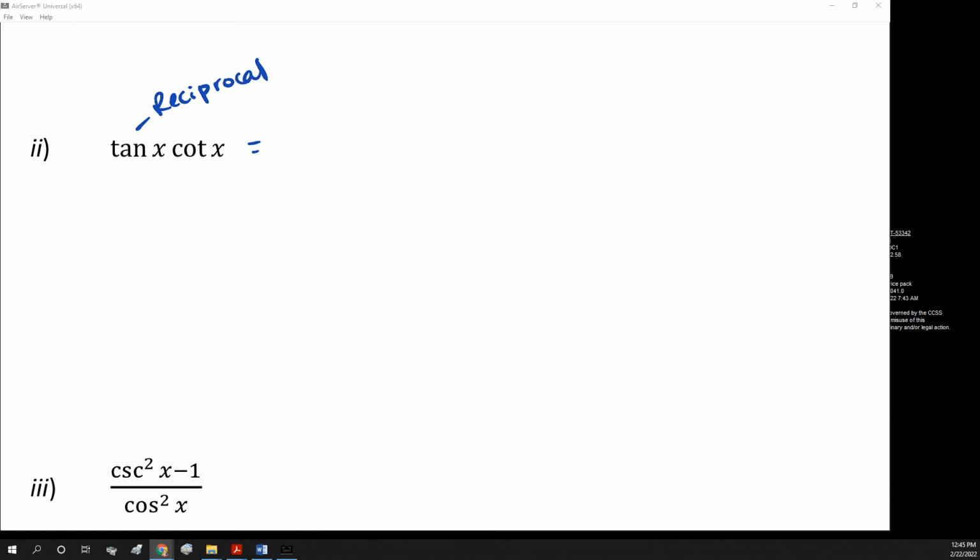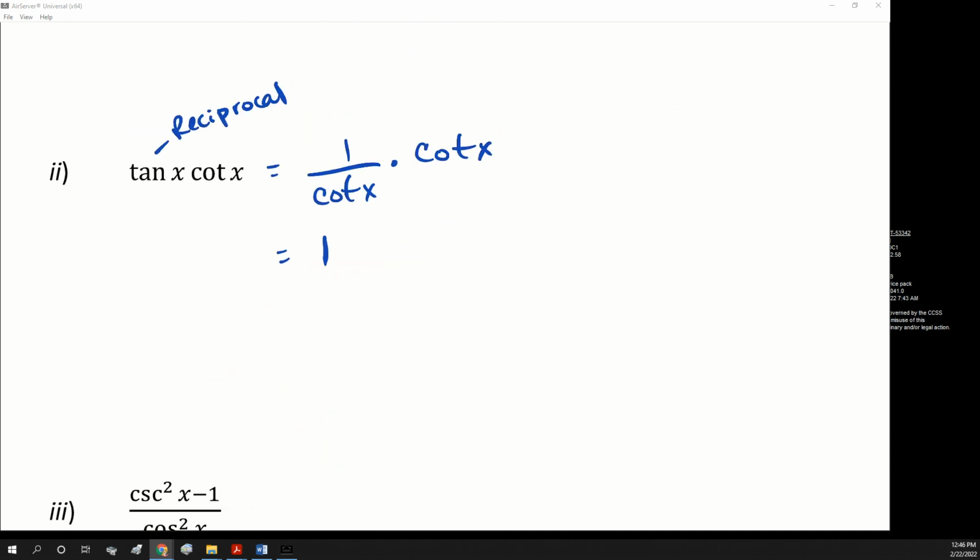So if we change tangent to its reciprocal, which is 1 over cotangent, and we're going to multiply that by cotangent of x, what should that give you? 1. And 1 is an answer choice, right? 1 is A. And that's it.